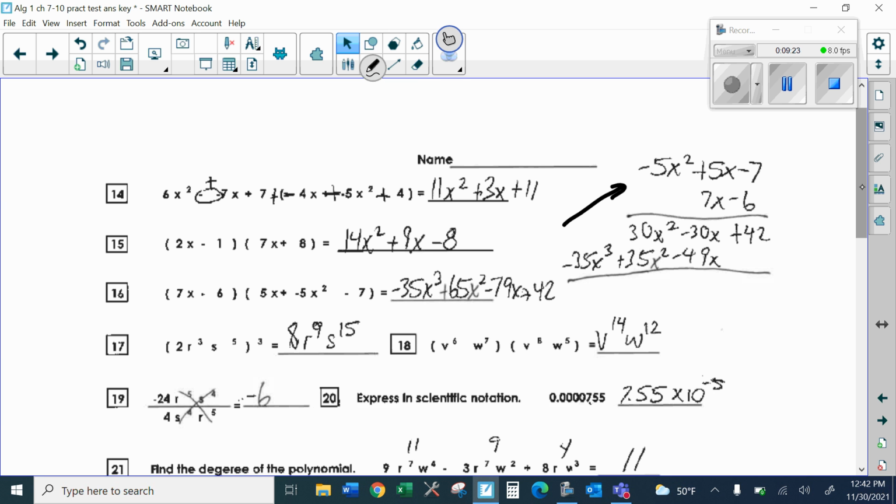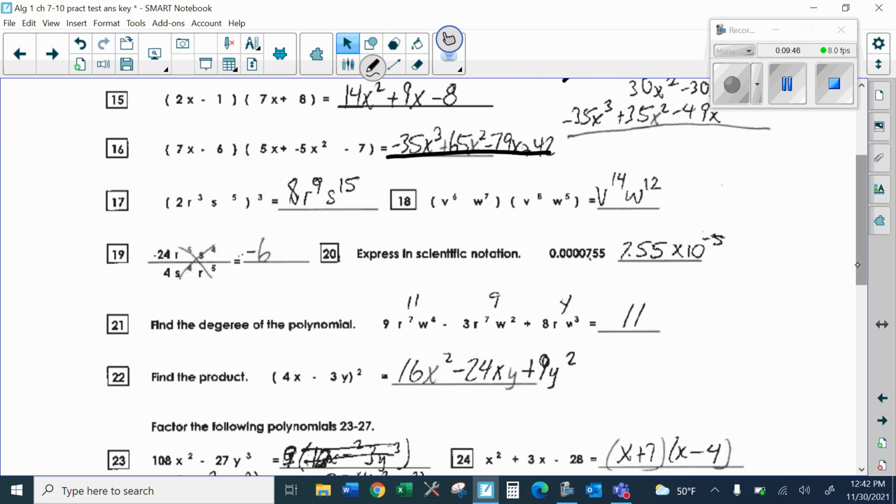Then I have 7x times -7 is -49x. 7x times 5x is 35x squared. And 7x times -5x squared is -35x cubed. And then I just multiply, I'm going to add straight down, combining like terms. Okay, I already have the terms lined up beautifully. Just add straight down, it's just integers now. And there's that answer.